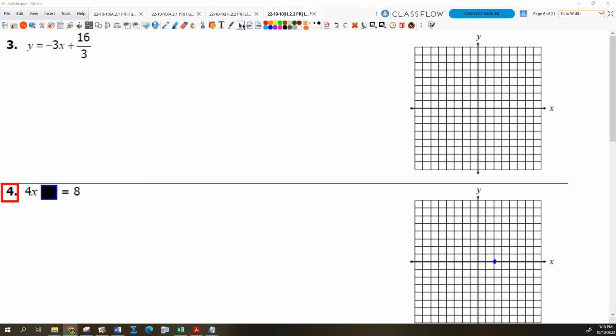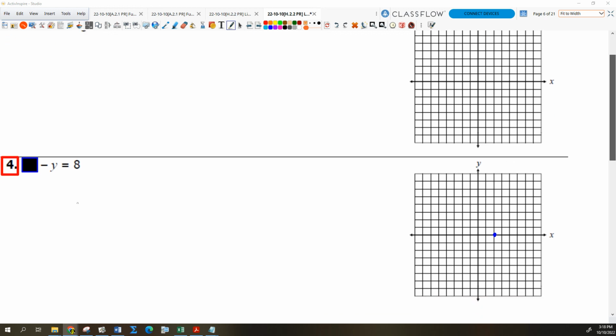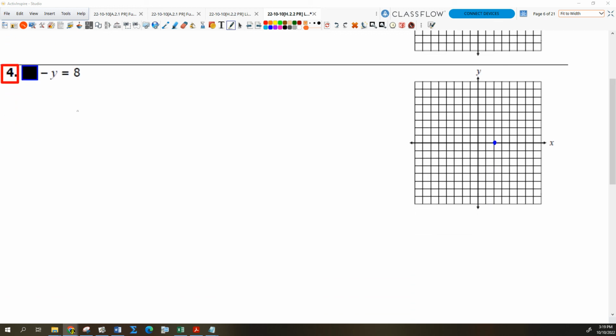Okay, if I want to find the Y-intercept, I cover up the 4x, right? I cover up the x term. So negative y equals 8. That means y equals negative 8. Okay, and so we've got another point on the y-axis at negative 8. And I just connect and extend, and I'm done. Okay? Got it? Everybody good there?